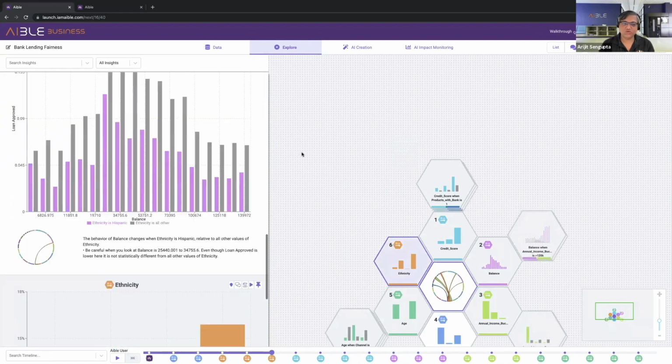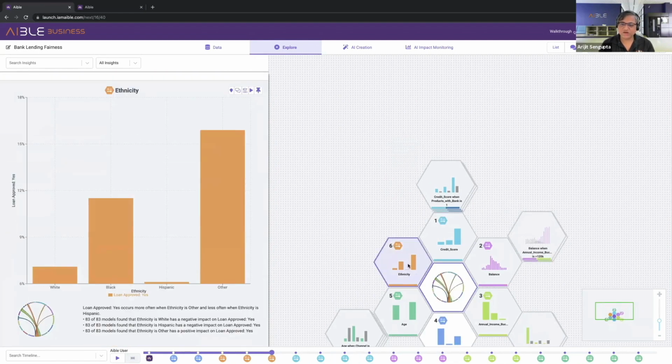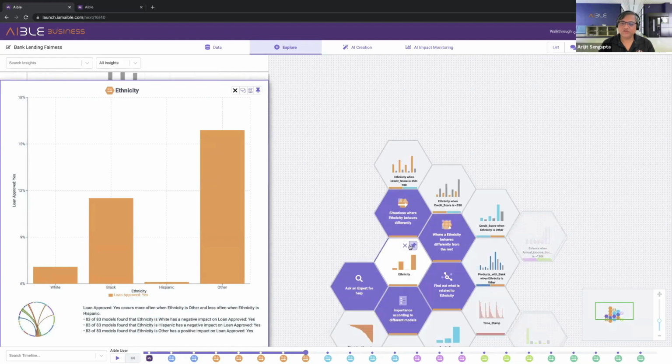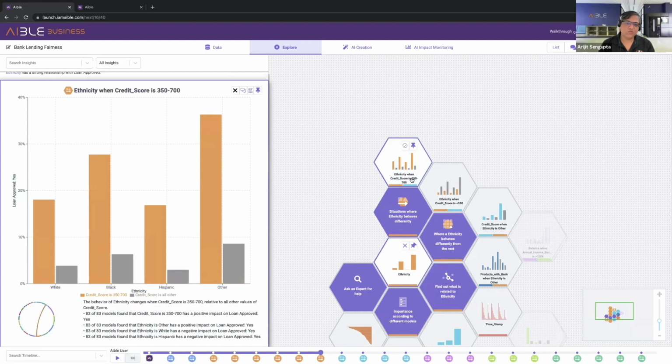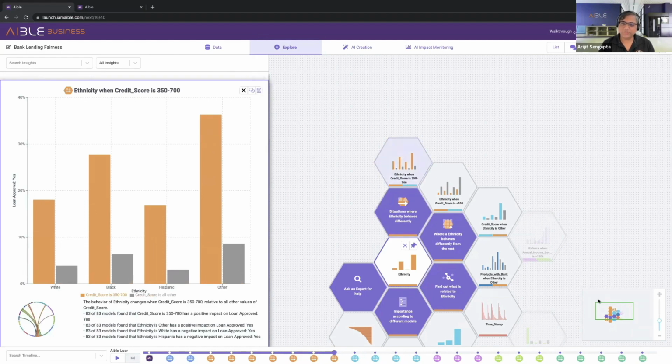I'm going to add this to my presentation because I'm intrigued by this. And I might also look at the fact that ethnicity really matters even when the credit score is low. That is also an important one because there is a pattern here specific to potentially poorer people that I want to really be aware of.